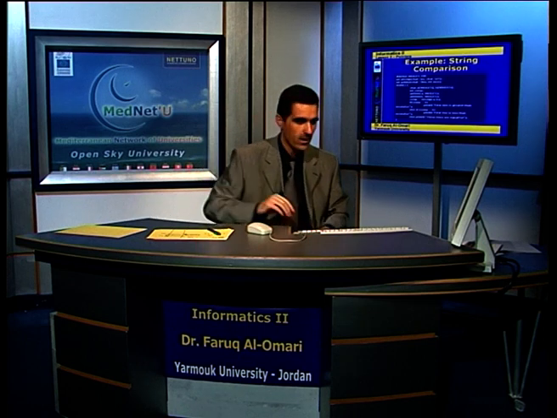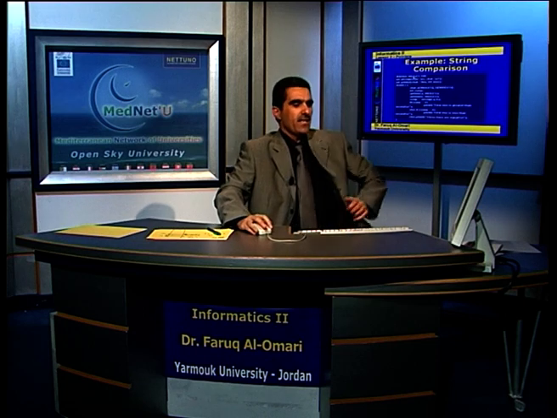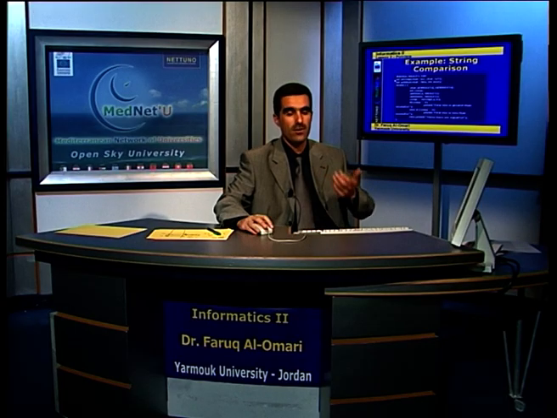Let's see how we're going to implement it. We're defining a variable called max len of 100, which is the maximum size of the strings we're defining. And here is the prototype for the function called string compare. It takes two pointers to two character strings, P1 and P2, and returns an integer value to indicate whether they're equal, greater, or less than.